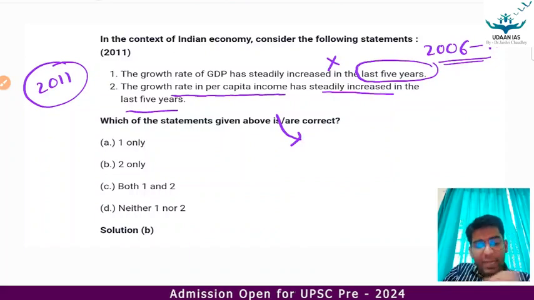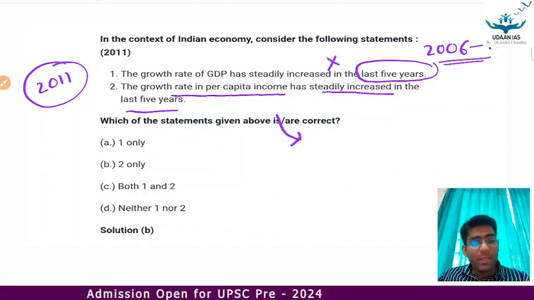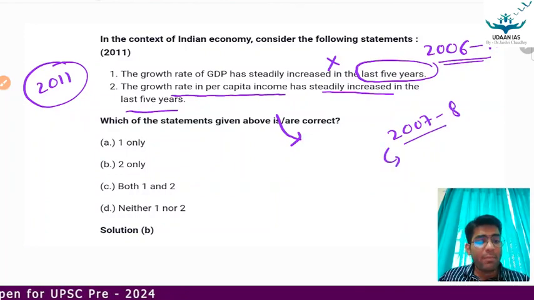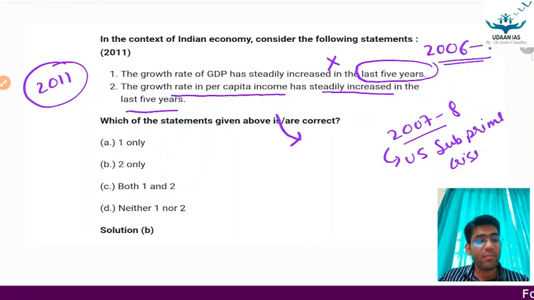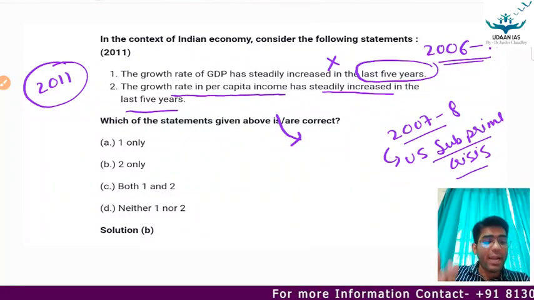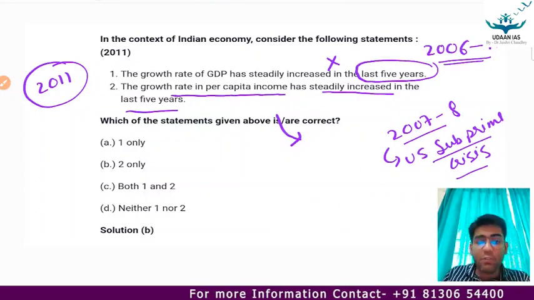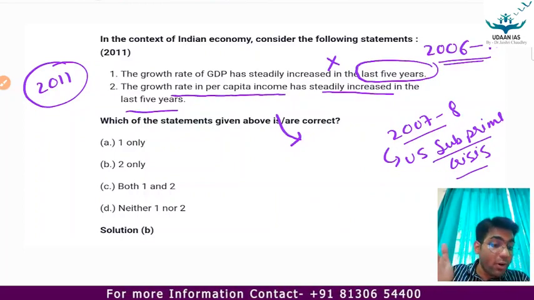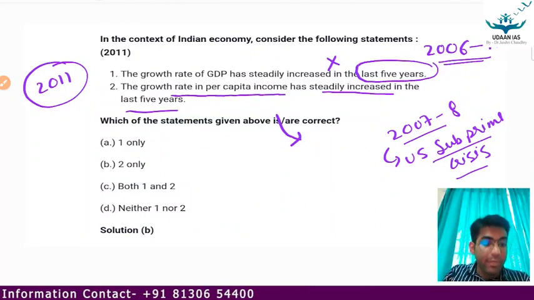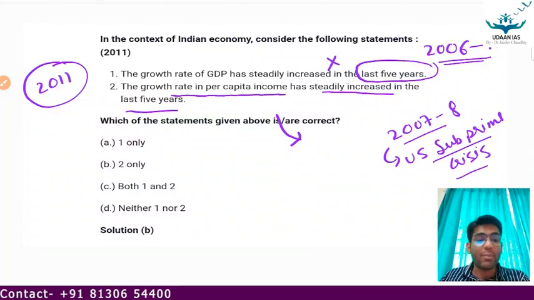This statement is incorrect. बच्चे को पता है क्या कि 2007-8 के आसपास because of US subprime crisis, ठीक, the GDP there has been a global recession and as a result of that GDP growth rate had declined. ठीक है, so growth rate of GDP has steadily increased. No, it had not steadily increased. There was a kind of bit of decline. ठीक है, कुछ decline आया था. ठीक है, तो this statement is incorrect.